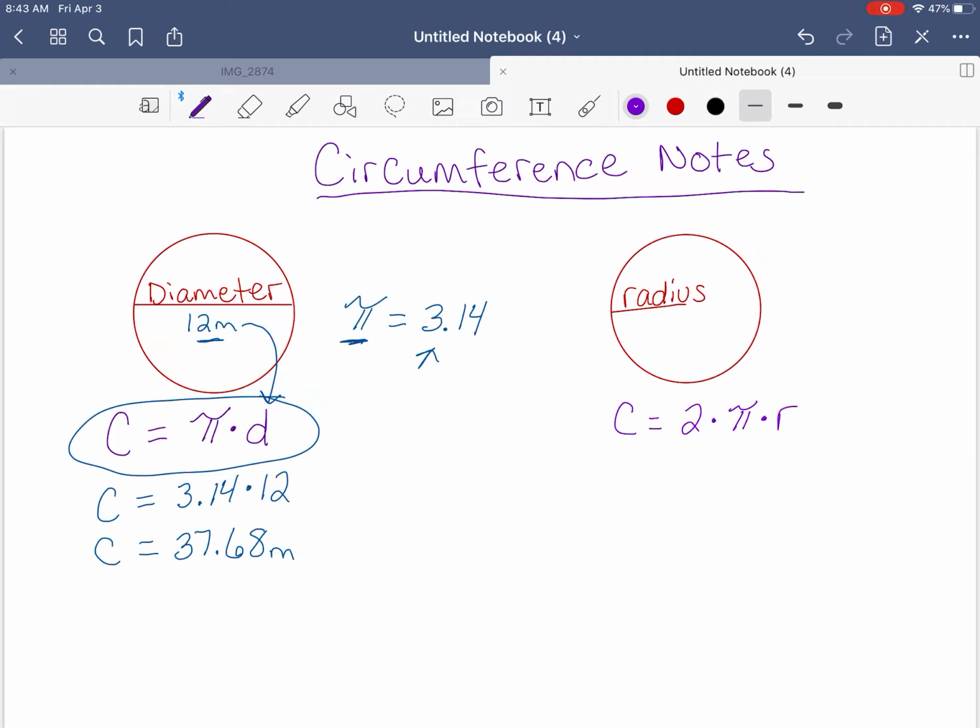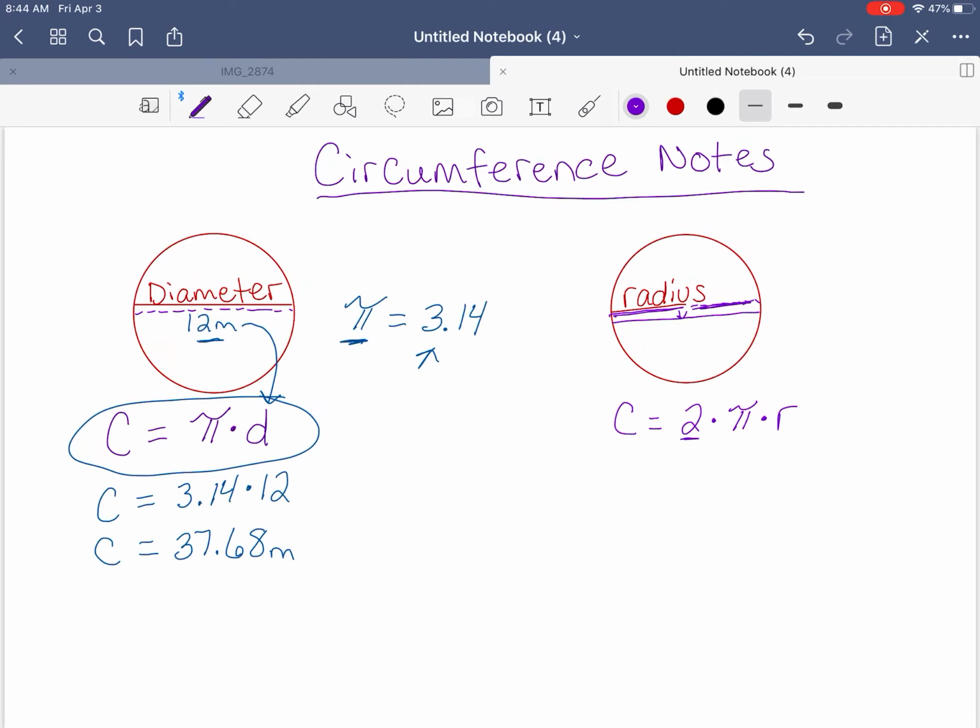And I wish we were in class right now, because I would ask you, why do we multiply it by 2 right here? And I know some of you would tell me we multiply it by 2 because 2 radiuses equal 1 diameter. Remember, radius is half of the diameter. So our diameter would go the whole way through the circle, while our radius only goes halfway. So that's why we multiply it by 2, because 2 radiuses equal 1 diameter.